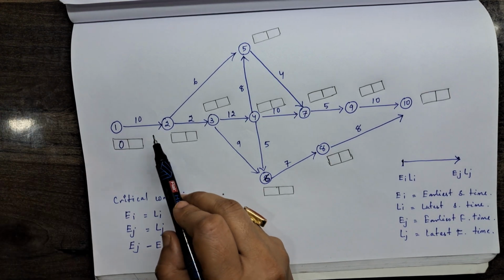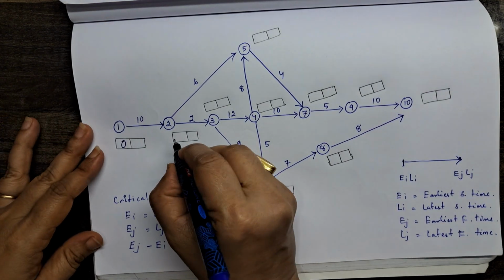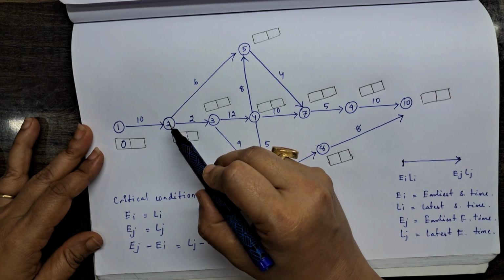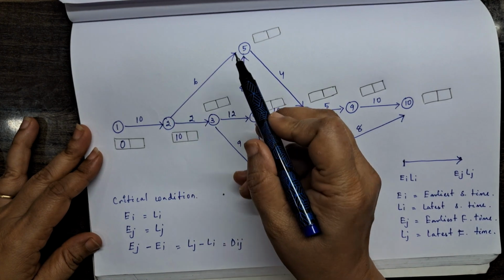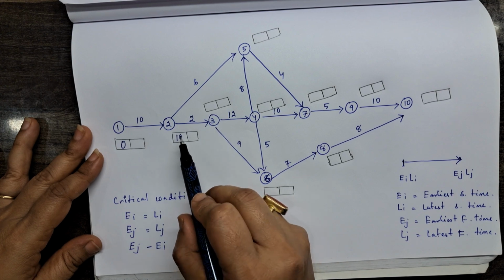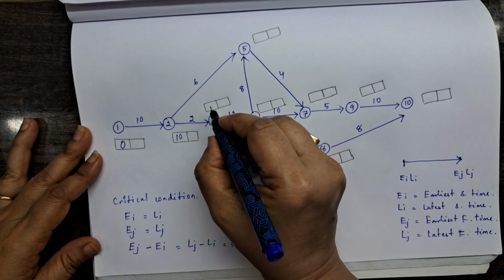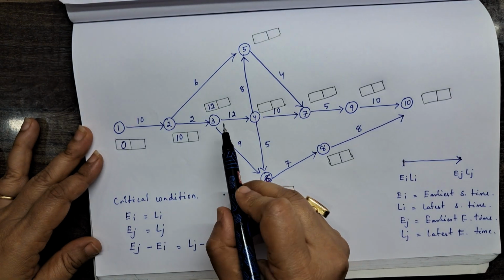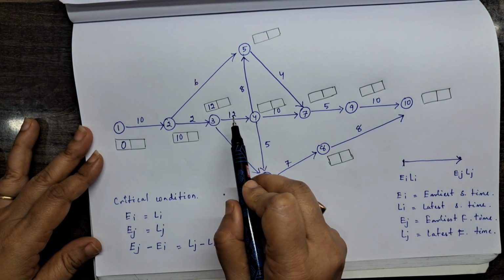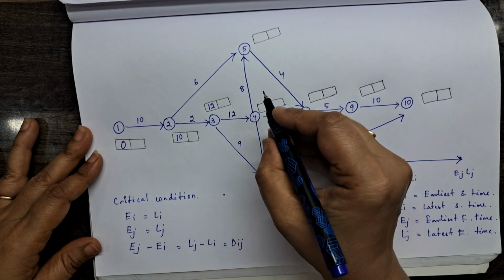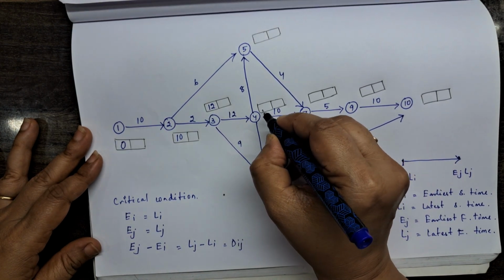0 plus 10 is 10. Here one arrow is coming from 2 to 5, another one is 2 to 3. So this is 10 plus 2 is 12. Another one is 12 plus this 12 duration is 24.